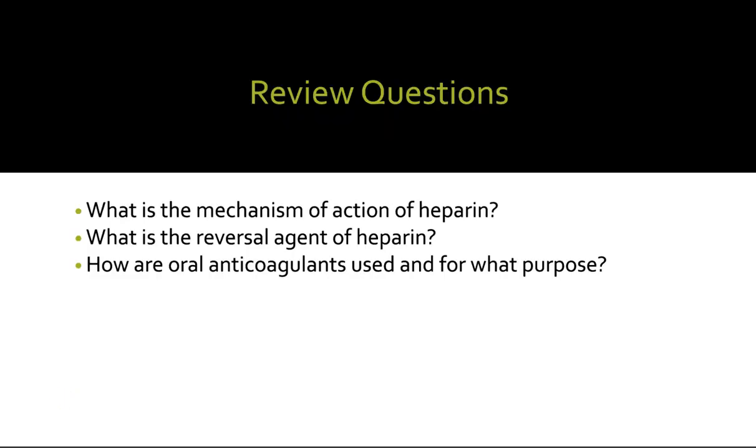So our review questions are: what is the mechanism of action of heparin? What is the reversal agent of heparin? And how are oral anticoagulants used and for what purpose?